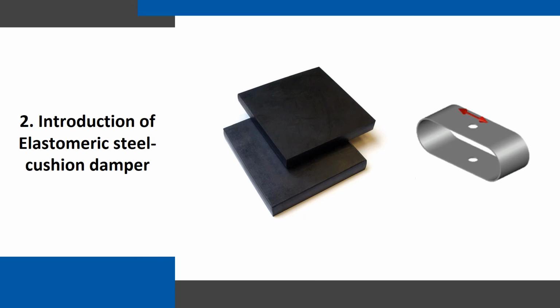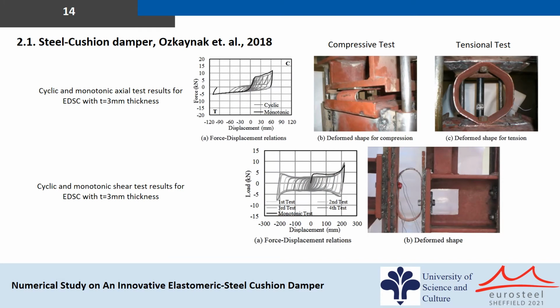Introduction of Elastomeric-Steel cushion damper. In this slide, the hysteresis curve resulted from the cyclic loading of steel cushion is displayed. As can be seen, the behavior of cushion is more appropriate in shear in comparison to tension compression.